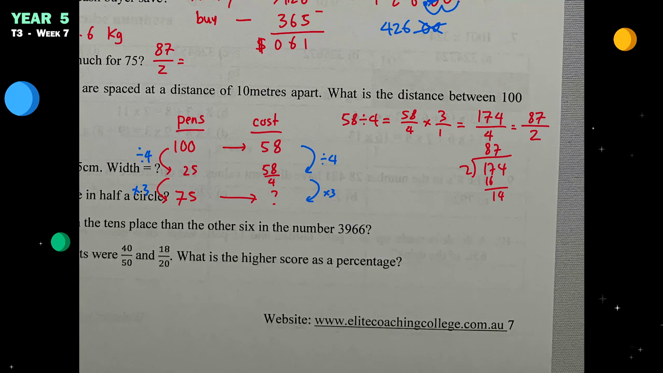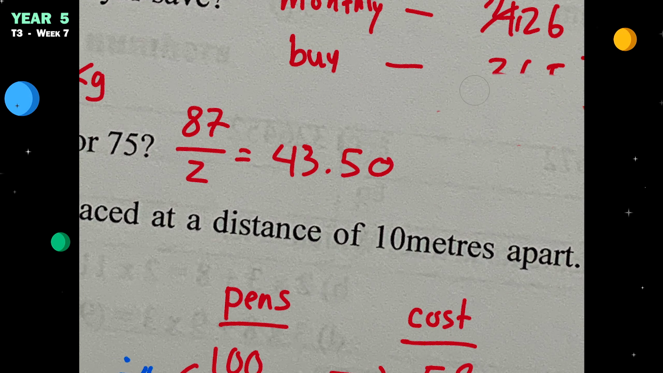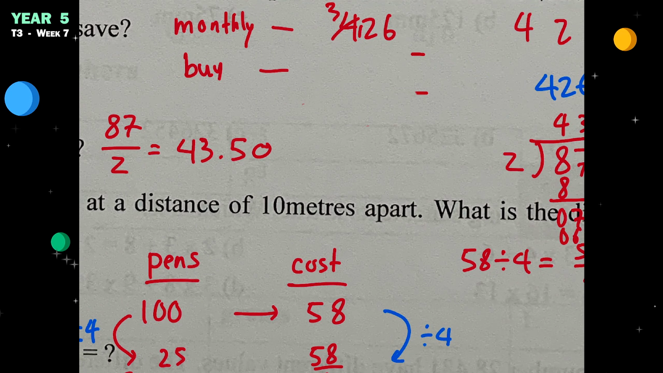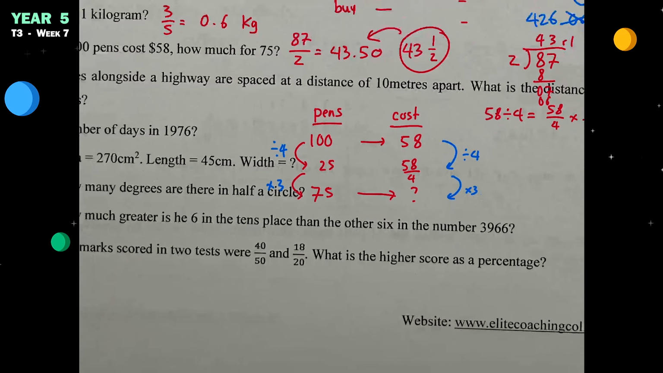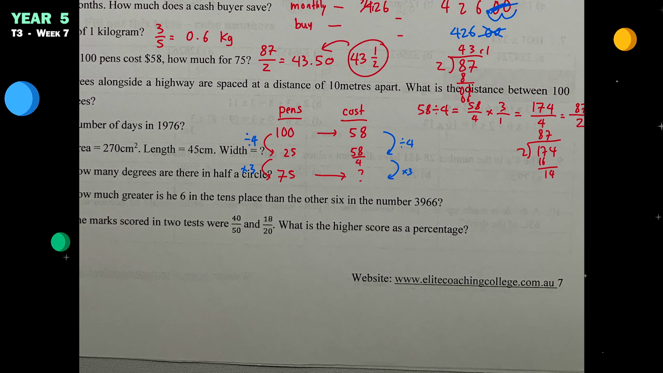Okay, so if you change this 87 over 2, you'll get 43, remainder 1, so 1 over 2. 1 over 2 is 0.5, so 43.5, which is $43.50. So that's how much it will cost for 75 pens. Let's rub this out for 1 sec.